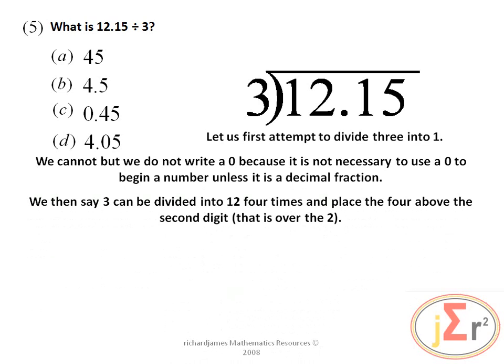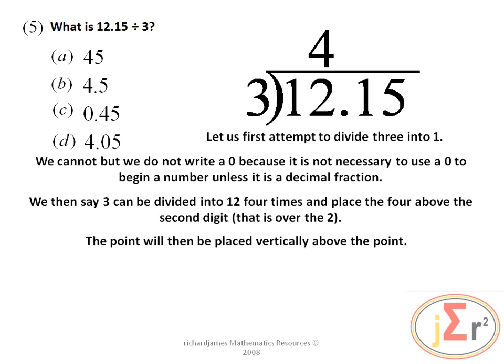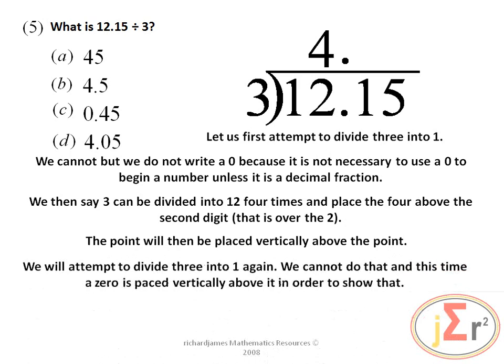So we are going to eventually say what? 3 into 12. So 3 into 12 goes 4 times. Good. And of course, let us not forget our point. The point will then be placed vertically above the point that is there. So we're going to put our point vertically, which is right there, just above that point. Then we're going to say again 3 into 1. We have to take our division digit by digit. So 3 into 1. We can't.